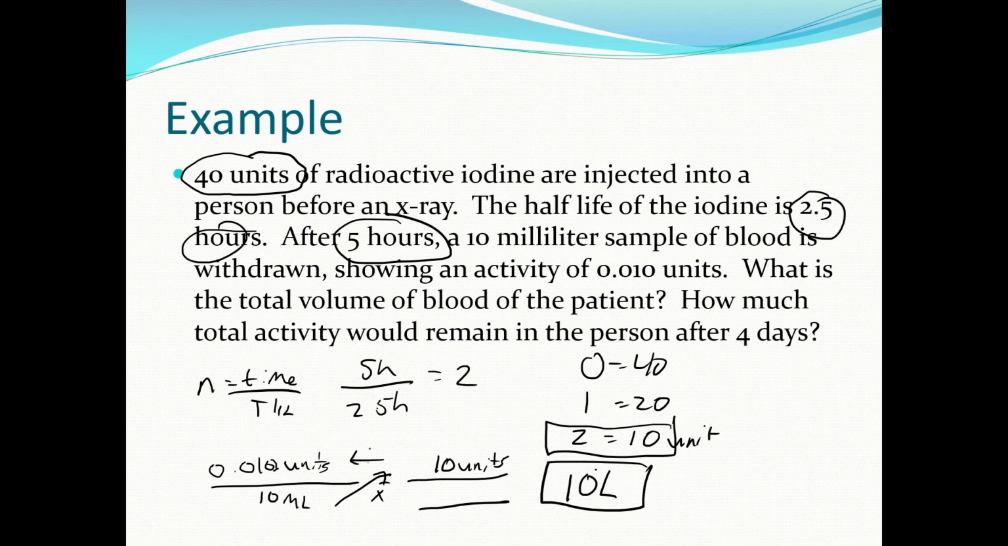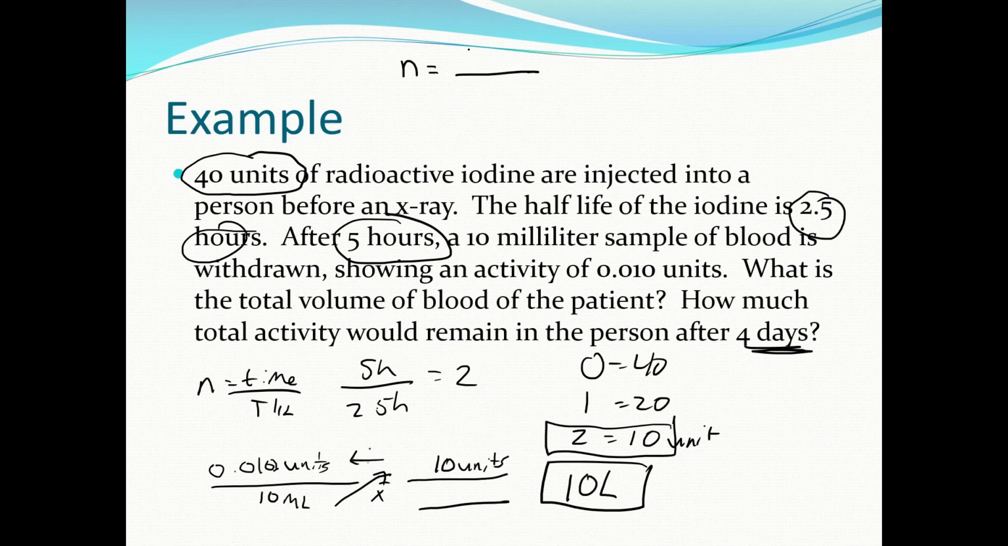Just a really big dude, if there's double the amount of blood as a normal person. Okay. How much total activity would remain in the person after 4 days? Well, 4 days is a long time when the half-life is 2.5 hours, so I don't want to do this whole chart. So this is one that I would want to use the formula for. So first thing I need to do is find out how many half-lives are taking place after 4 days?